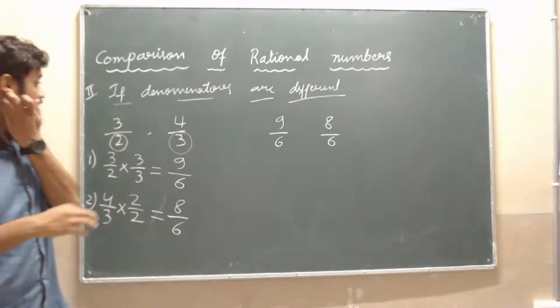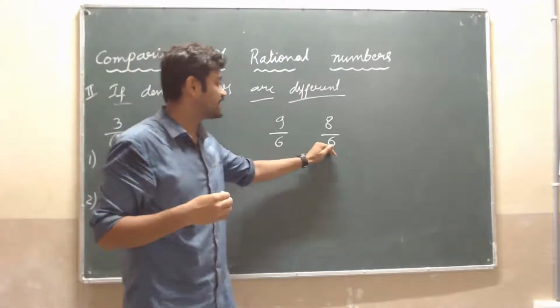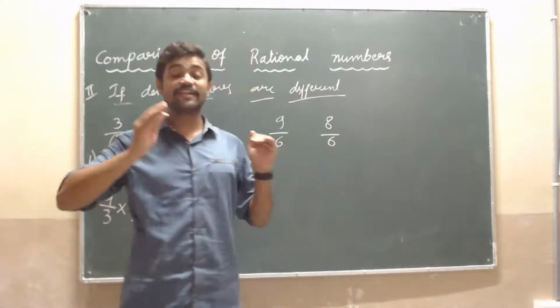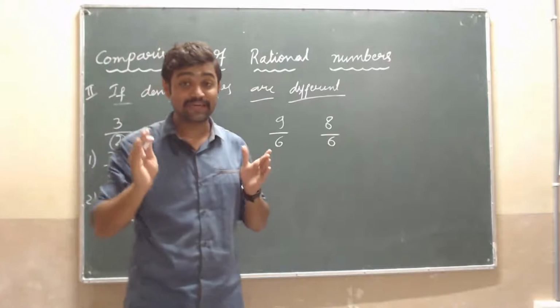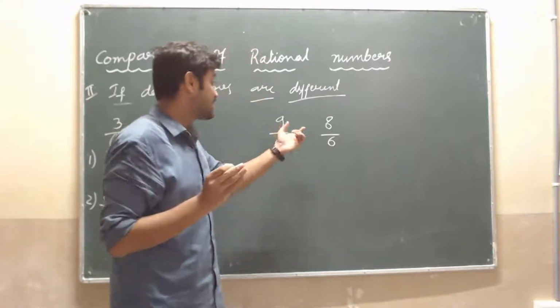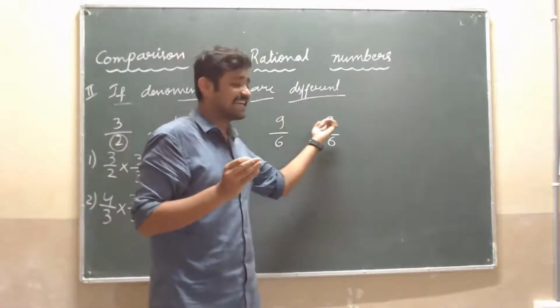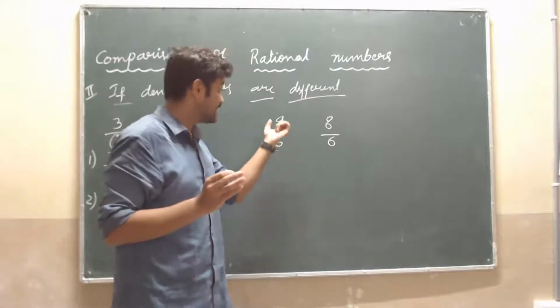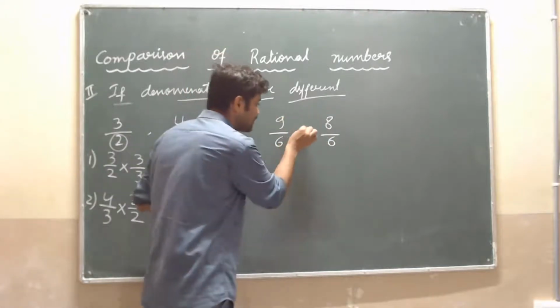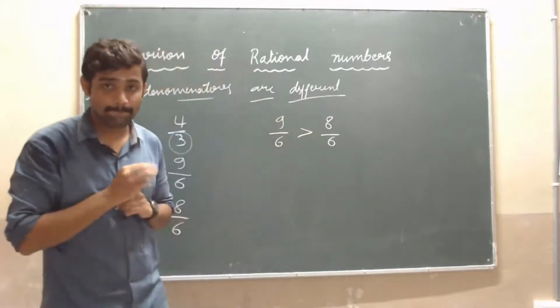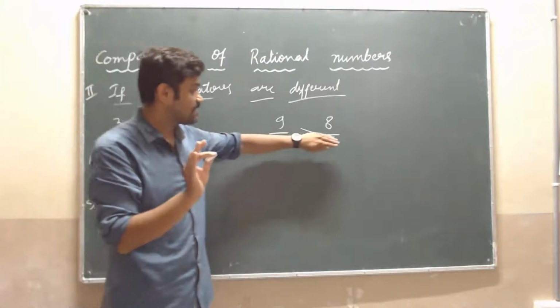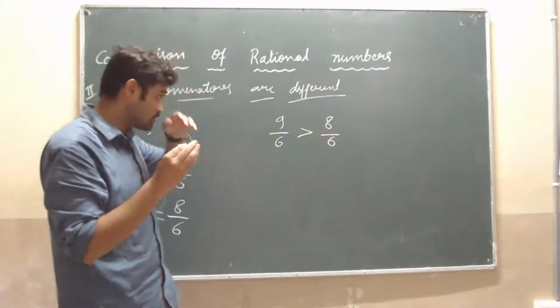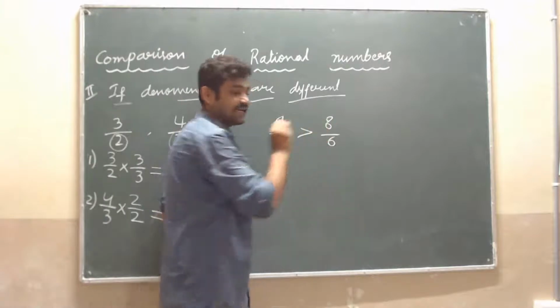Okay, see, if the denominators are the same, then we have to compare the numerators. See, 9 is greater than 8. We can say that 9 is greater than 8. Then we will use this symbol. If the denominators are the same, you can easily solve. That is, 9 is greater than 8.